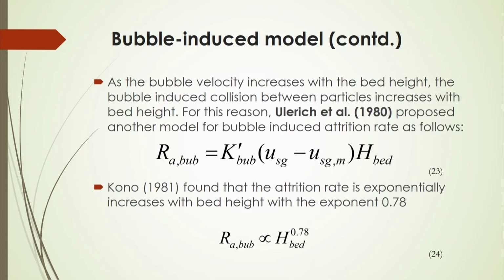As the bubble velocity increases, the bubble induced collisions between the particles will of course increase with the bed height. For this reason Ouwerkerk et al., 1980, proposed another model for the bubble induced attrition rate, as given in equation 23: R_A,bub equals K_dust,bub into (U_HG minus U_HGM) into H_bed.